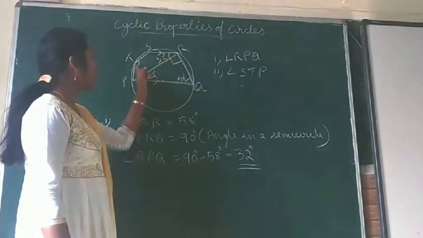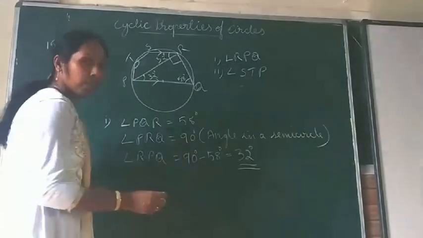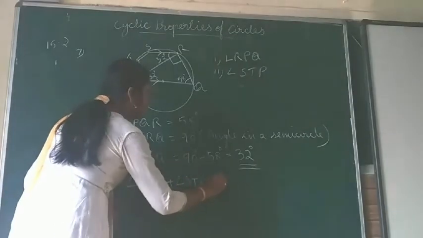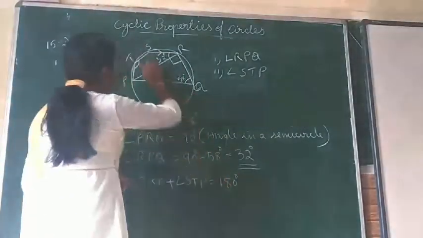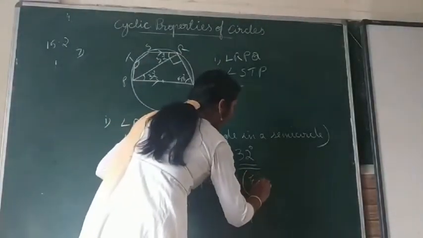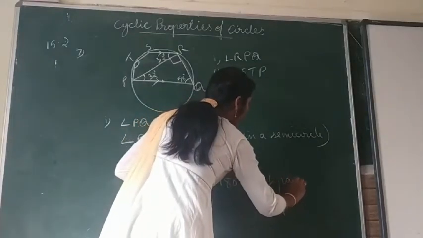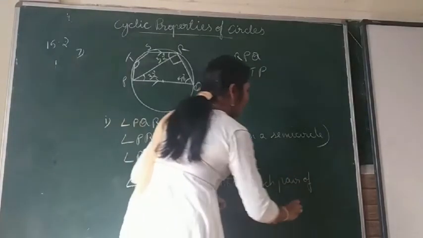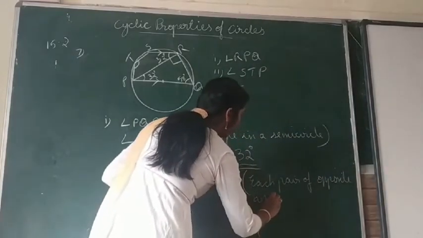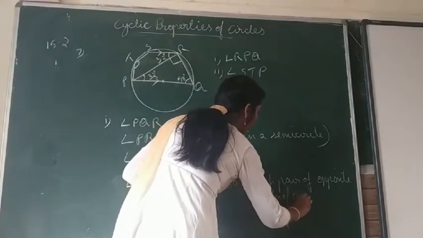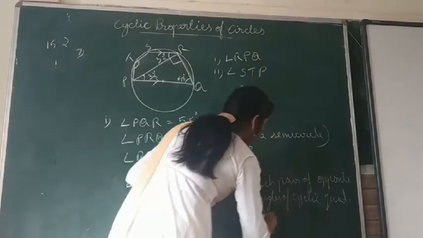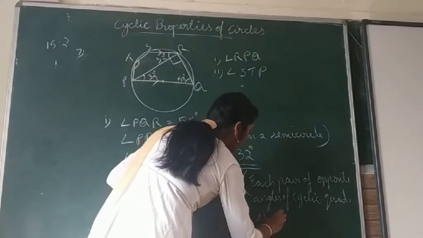Each pair of opposite angles is supplementary. That means angle SRP plus angle STP is equal to 180 degree. These two angles are supplementary. Reason? Each pair of opposite angles of a cyclic quadrilateral is supplementary.